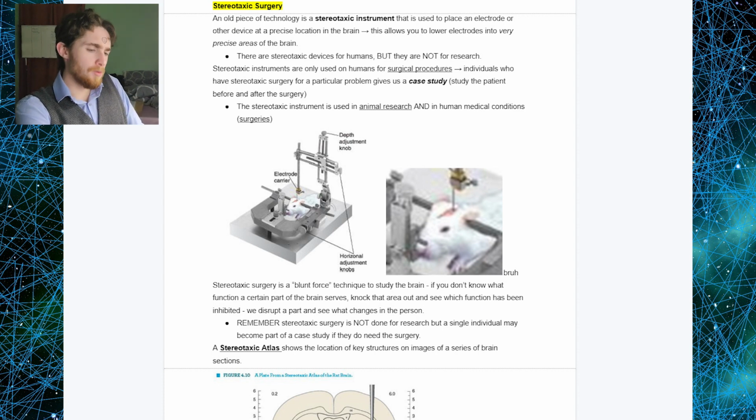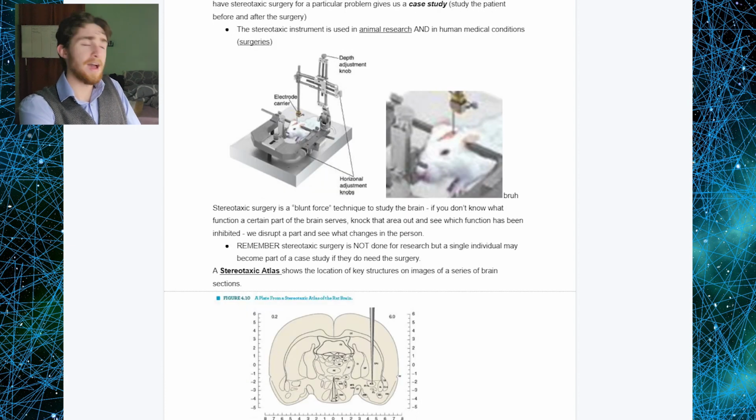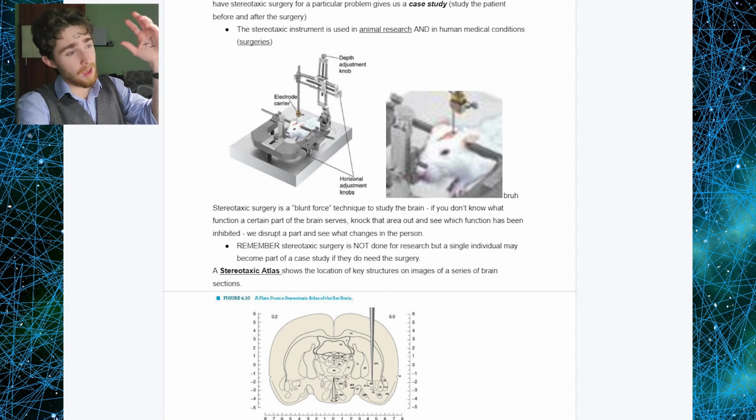A little part of this that I want to note also before moving on is the stereotaxic atlas. The stereotaxic atlas shows the location of key structures on images of a series of brain sections. So you have your stereotaxic instrument, and then you use your stereotaxic atlas to see the location of key structures on images of whatever brain sections you're looking at.